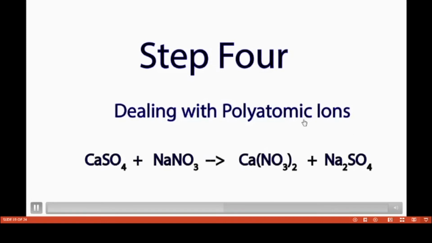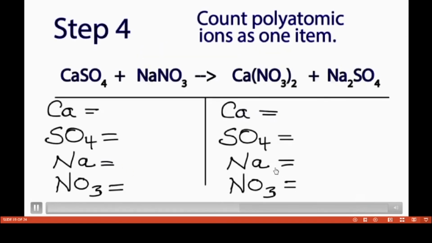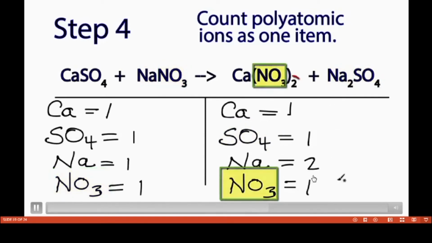Then step number 4, dealing with polyatomic ions. If you see calcium sulfate and sodium nitrate, CaSO4 reacts with NaNO3. This SO4 joins with Na2 and this NO3 joins with Ca. Now how many calcium here? Only 1 calcium, SO4 only 1. Calcium 1, SO4 1, it is balanced.